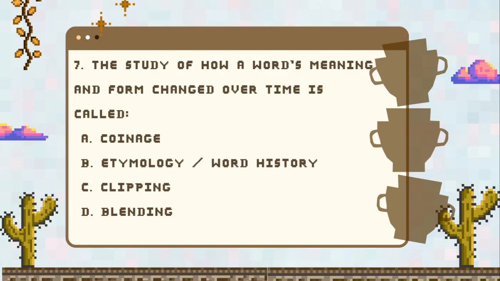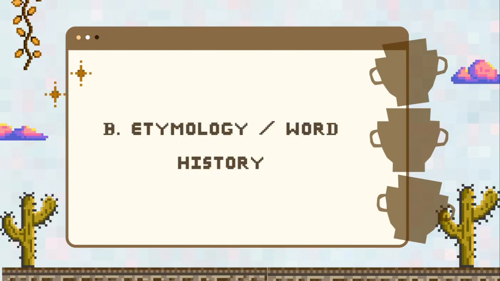Did you answer this? So the answer is B, etymology or word history, since this is the umbrella term that traces a word's full development and change in meaning over time.